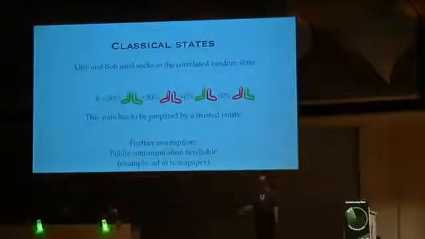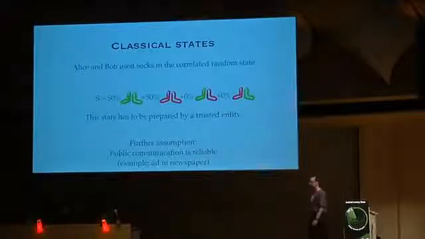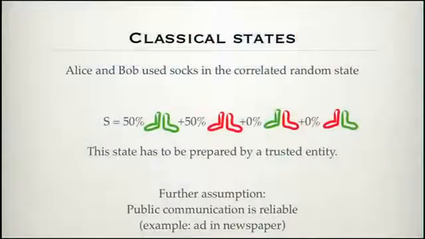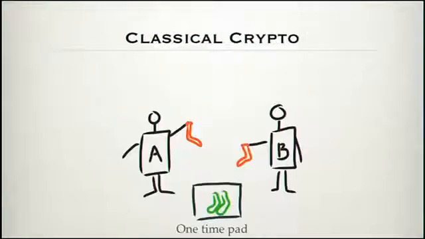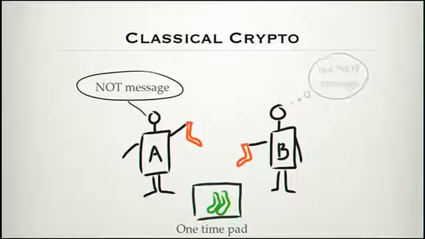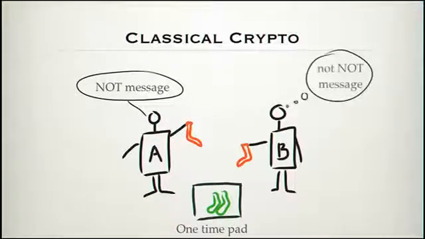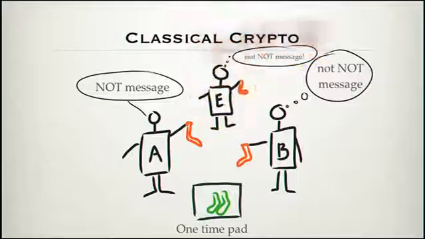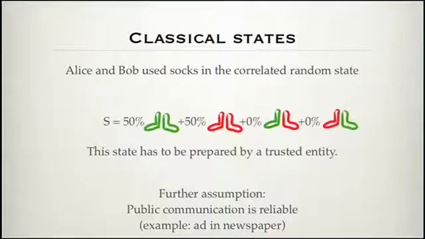And of course, there's a further assumption, and that'll also exist in the quantum case, because otherwise you're completely lost, that public communication is reliable. So, here, back, she has to announce not message, and Bob has to be able to hear this message and to hear it correctly, otherwise it wouldn't work. So, okay, forward. Okay, that is the classical situation.